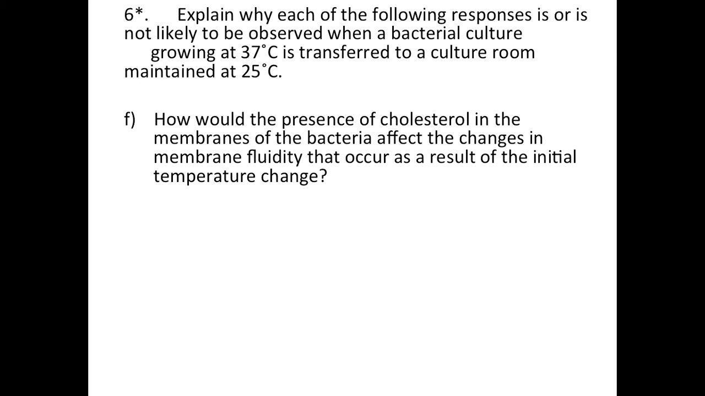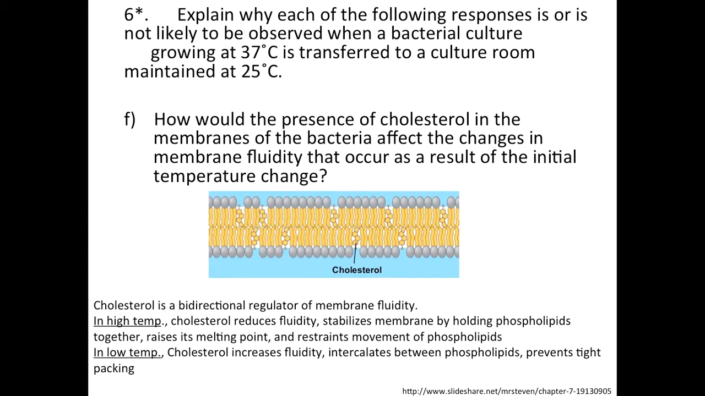How would the presence of cholesterol in the membranes of the bacteria affect the changes in fluidity that occur as a result of the initial temperature change? So cholesterol is a bidirectional regulator of membrane fluidity. In high temperature, cholesterol reduces fluidity, and in low temperature, cholesterol increases fluidity.